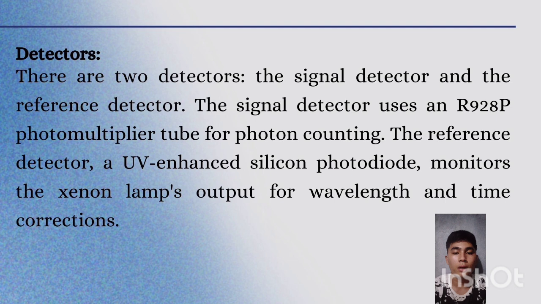It uses an R928P photomultiplier tube, which is very sensitive and ideal for photon counting. In short, it counts the number of light particles, or photons, emitted by the sample.